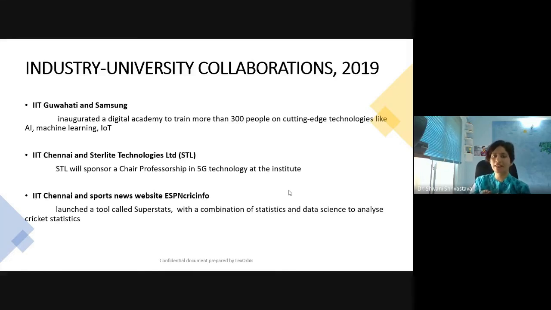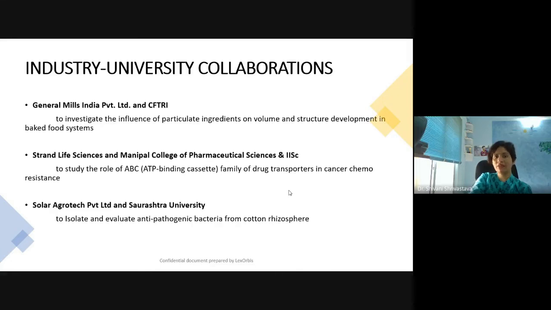And similarly, Sterlite Technology Limited has a collaboration with IIT Delhi. This is related to 5G technology. And then ESPN is working with IIT, and they are launching a tool called SuperStats, with a combination of statistics and data science to analyze cricket statistics. I have also covered collaborations with CFTRI, which focus on particular ingredients and structured development in baked food systems. Then Strand Life Sciences, Manipal College of Pharmaceutical Sciences, and IISc.